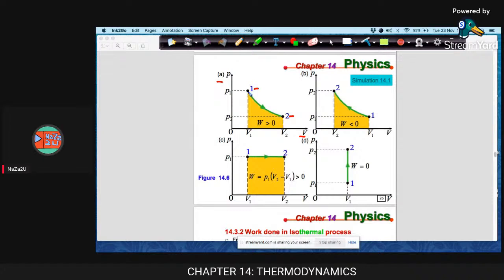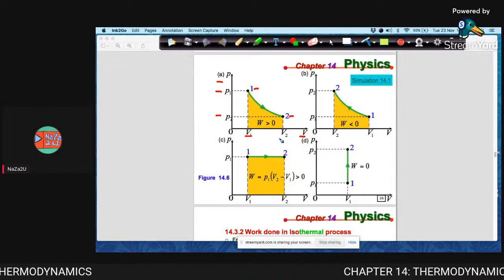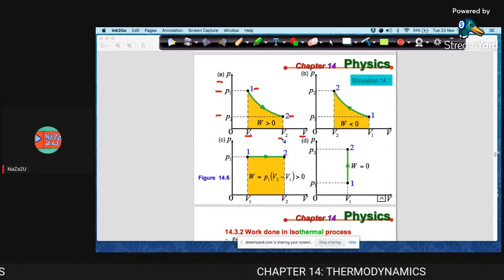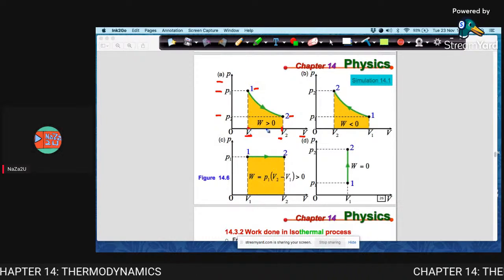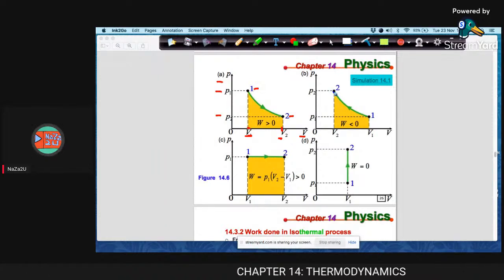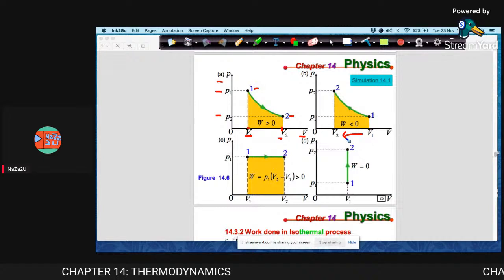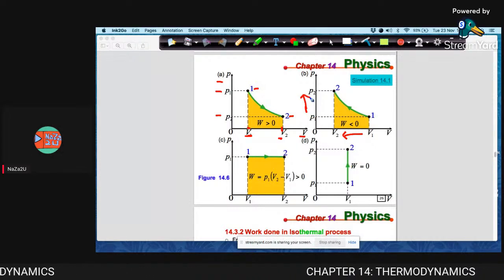From initial to the final position is 2. We have change of pressure. We have change of volume, right? But this is increase of volume, because V2 is greater than V1. So if you look at this B, we have from 1 to 2, but we have a decrease of volume. This is increase of pressure P.